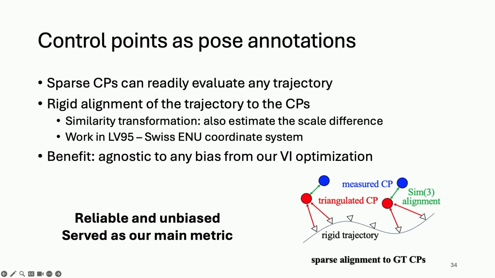This control point error can then serve as the evaluation metric for the SLAM algorithm. All this evaluation works in LV95, which is a Swiss ENU coordinate system. ENU is short for east, north, and up. Because longitude and latitude are in Earth coordinates, you need to convert them to ENU coordinates. This evaluation, as I mentioned, is agnostic to any bias from visual-inertial optimization or other backend optimization algorithms, because it comes solely from the surveying instruments. So it's reliable and unbiased, and it serves as the metric of our dataset.